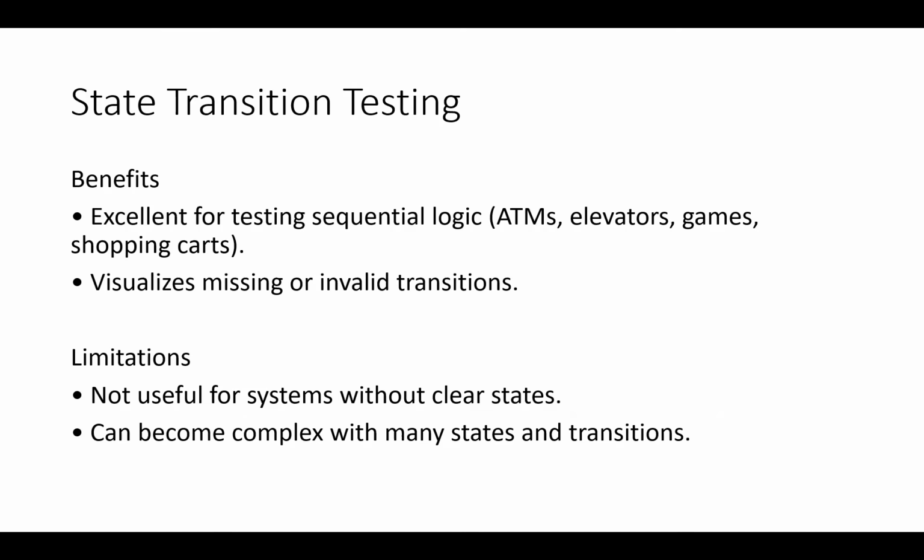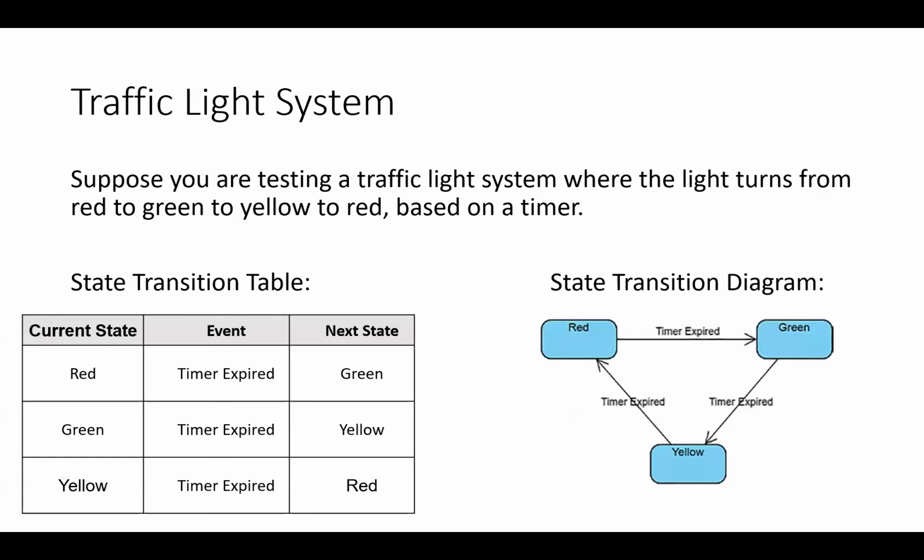Similar to when we did the design with UML diagrams, you don't have to do a UML diagram for every possible scenario in your solution, but there are some scenarios where the UML diagram is more applicable, right? So we have a traffic light system. Suppose you're testing a traffic light system, and the lights turn from red to green to yellow and then back to red based on a timer, right? And this is an example of what your transitions table would look like.